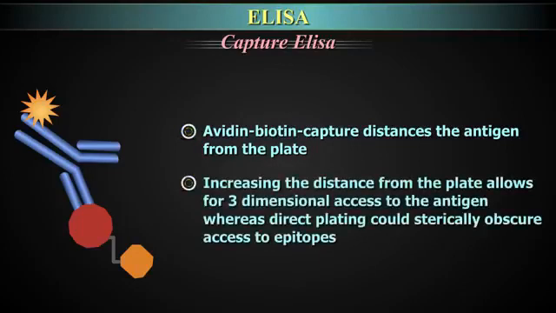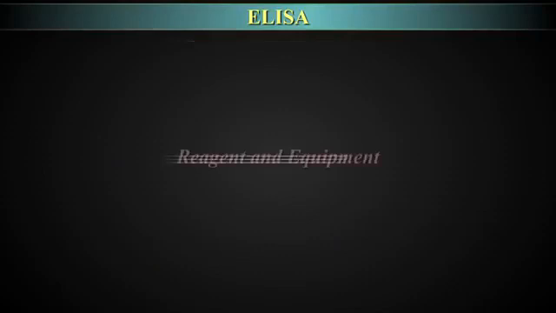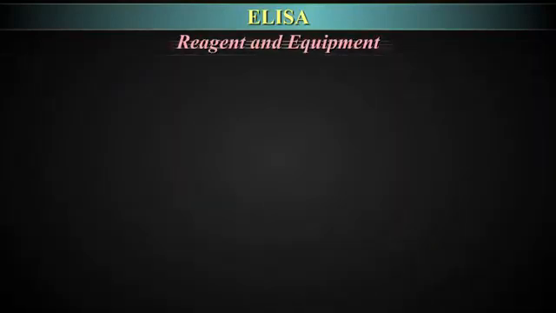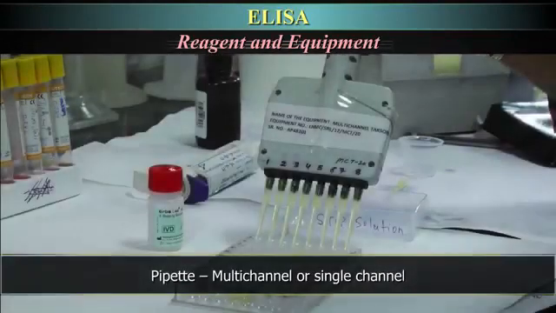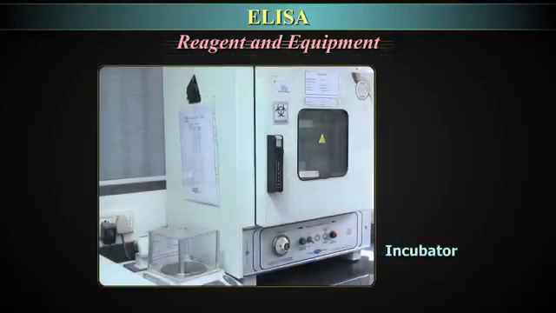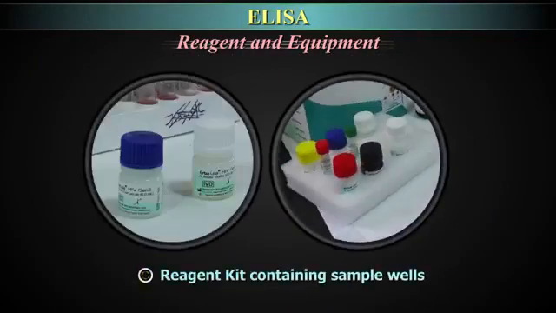Increasing the distance from the plate allows for 3-dimensional access to the antigen, whereas direct plating could sterically obscure access to epitopes. Reagent and equipment required: ELISA reader, ELISA washer, pipette, multi-channel or single-channel, incubator, reagent kit containing sample wells.